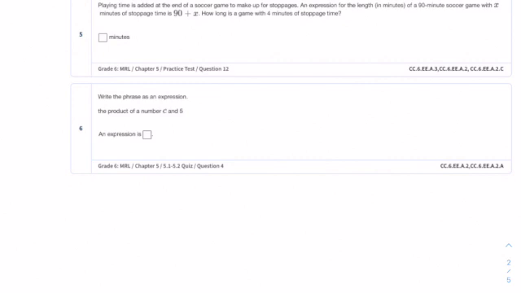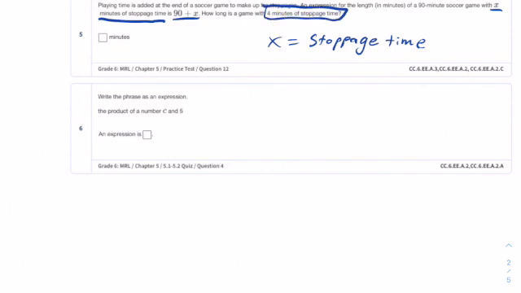So in this one, this is a very simple word problem for how to evaluate algebraic expressions with a very simple expression. So 90 plus X, and it tells us that basically it says here X minutes of stoppage time. So that means that X is the amount of stoppage time. So X equals stoppage time. And then it tells me that there are 4 minutes of stoppage time. So I know now that X equals 4.